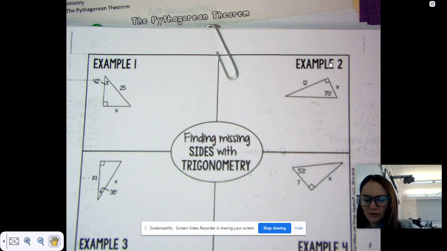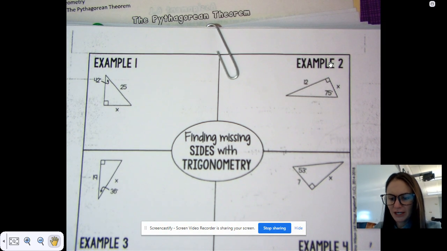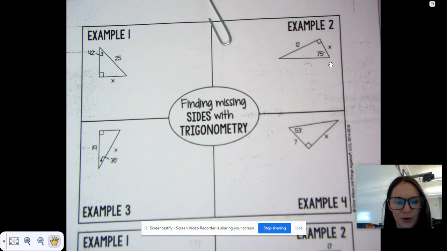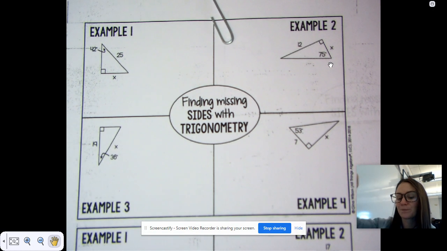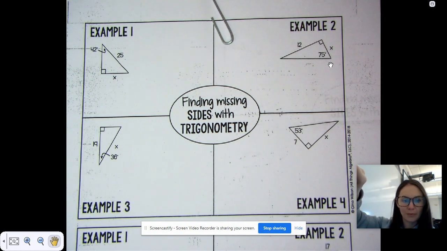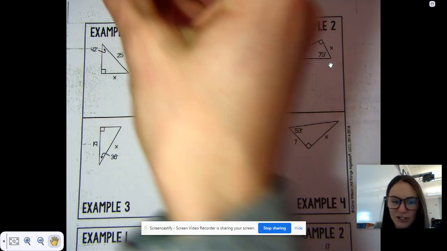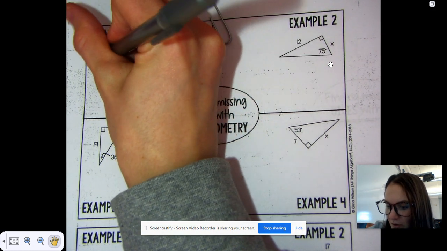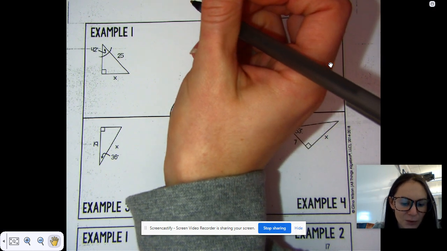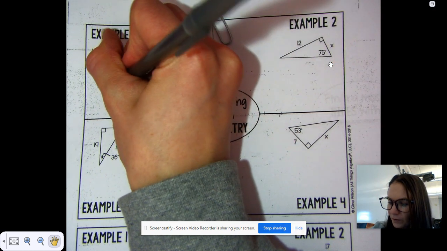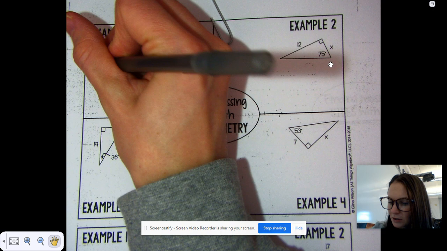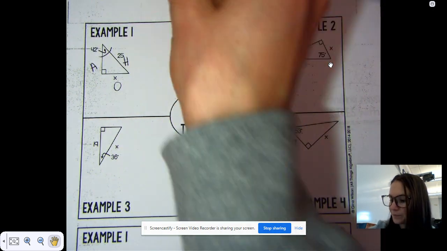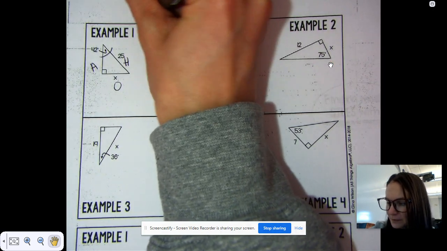All right, this is the trigonometry test, and the first part we're going to be going over is finding missing sides. Remember, with all of these, the first thing you're going to do is find the angle, mark it, and then label your OHA. O-H-A. Remember our functions.